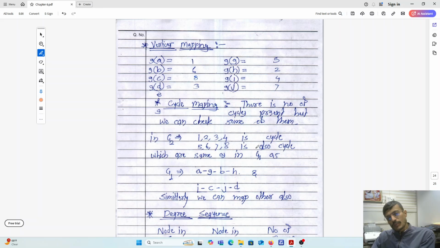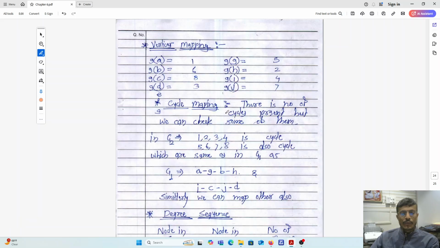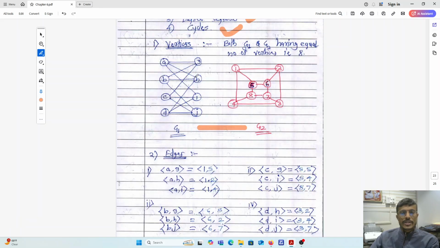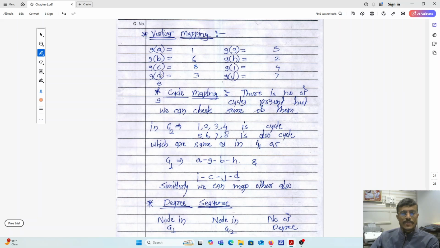Okay, then vertices mapping. G of A is mapped with 1, G of B is mapped with 6, then G of C is mapped with 8, and likewise all these. G of D is mapped with 3, G of G is mapped with 5, G of H is mapped with 2, G of I is equal to 4, G of J is equal to 7. And the next one and the last one, cycle mapping.